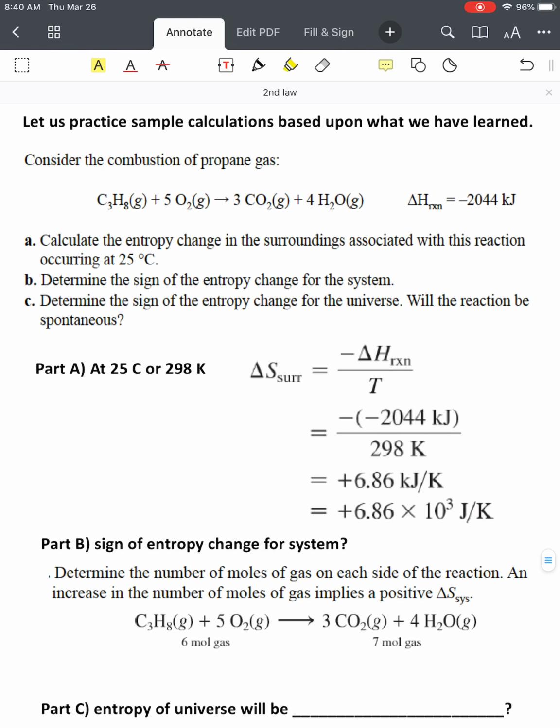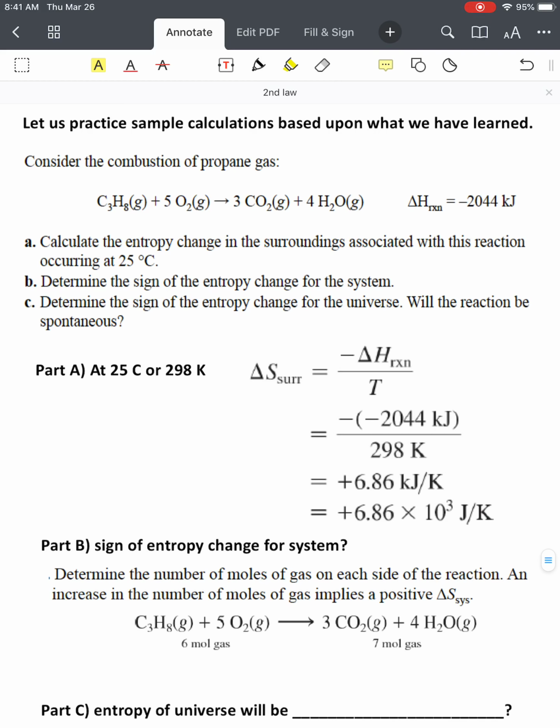So now let's practice a sample calculation based upon the things that we've learned here with this second law of thermodynamics. I want us to consider the combustion of propane gas. This molecule, C3H8, is propane. Okay, that's its formula. So you can go down to the Walmart or Market Street, United, and buy some of that in the tank, right, for your barbecue grill. That's what we're talking about.